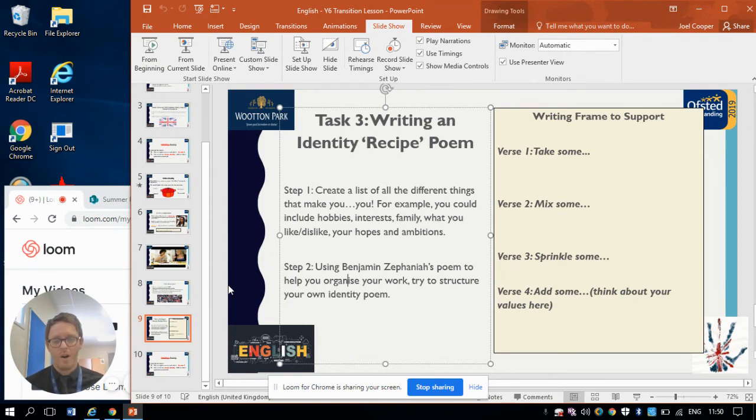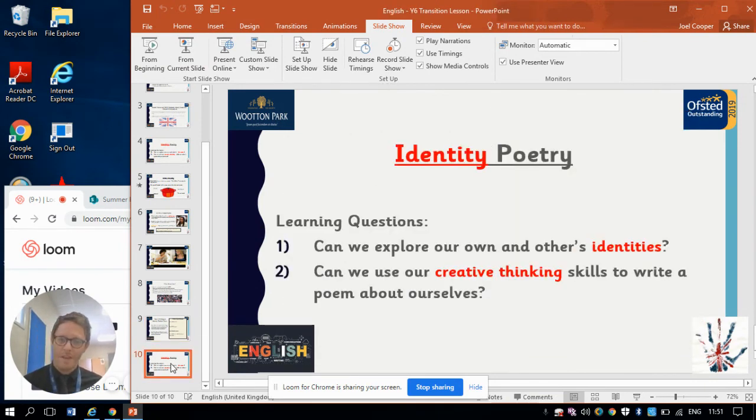Now, this activity might take you a little while. Okay, it might take you about 10 minutes or so. But one of the important things is that if you bring this poem back into school when you join us in September, it will be a really nice starting point for getting to know each other and getting to know those people around us in our classroom. Okay? All right. Now, that's everything for this lesson.